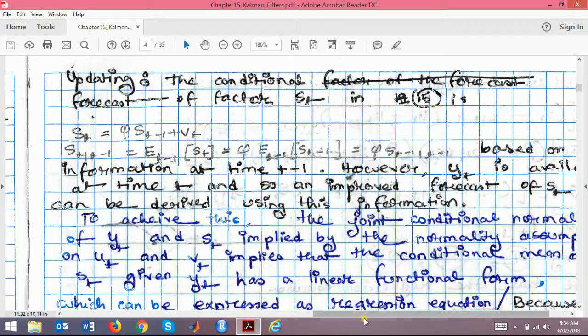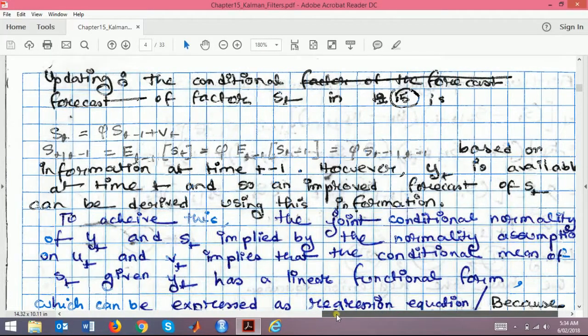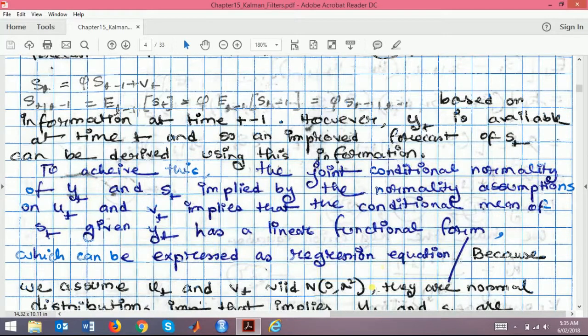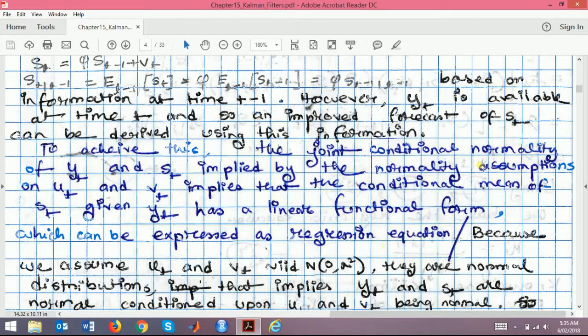That's all. The conditional forecast of factor S is S1 equals φ S0 plus Vt. We know that S1 equals φ S0 plus Vt, so S1 given S0 equals φ S0, and S(t|t-1) equals φ S0. We know that already based on information at time t minus 1. However, Yt is available at time t, and so an improved forecast of St can be derived using this information. Now if Yt is available, we can improve the forecast of S1.